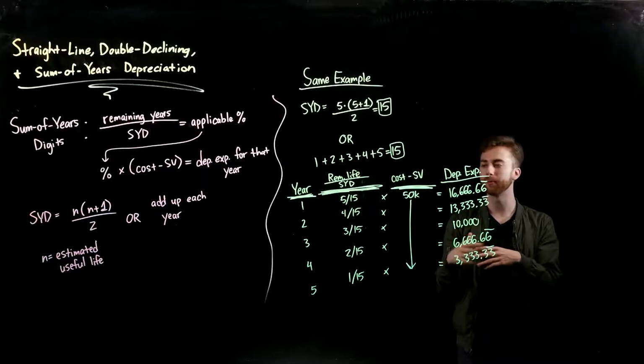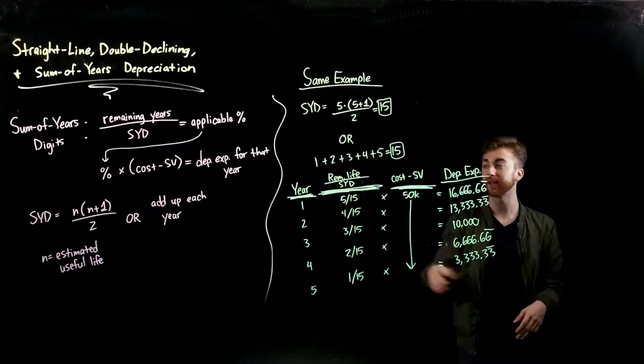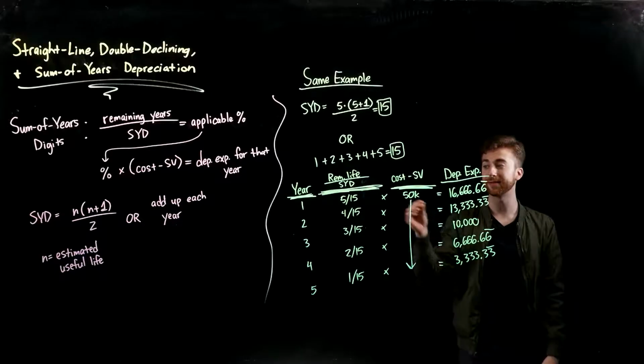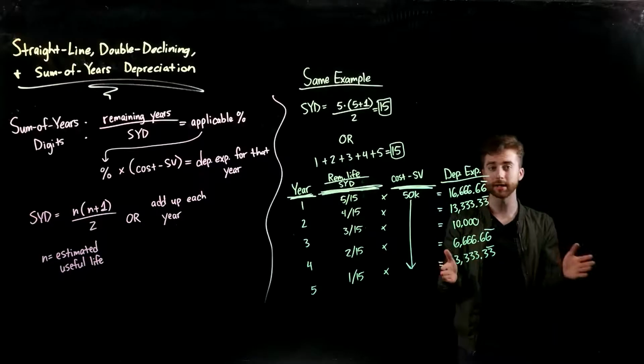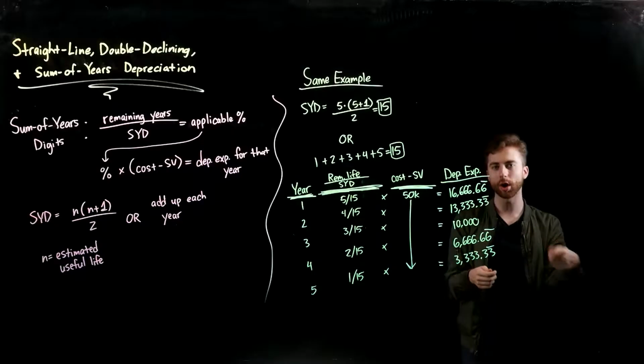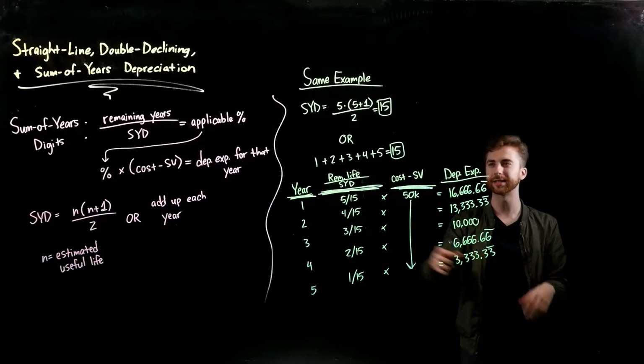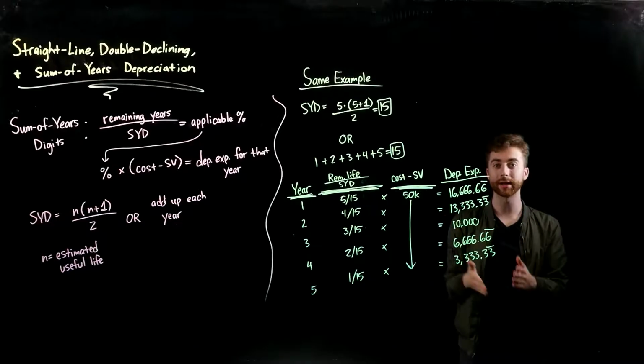We'll show both methods right here for a 5-year life, but you can simply plug the estimated useful life in for n, or however many years there are, just add each year onto itself, which is kind of weird to verbalize, so I'll just show you what I mean in a second. Let's go ahead and go through this example.